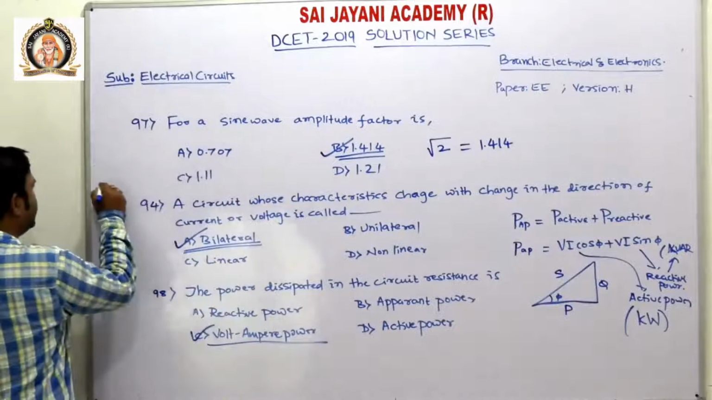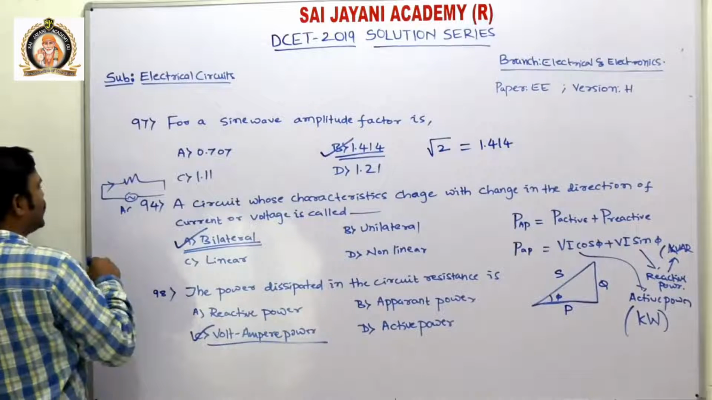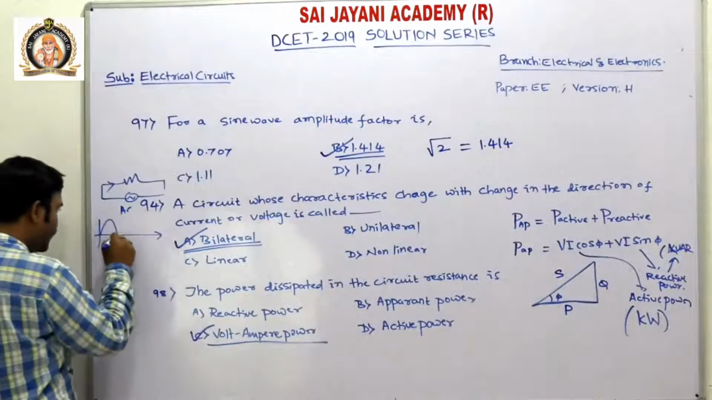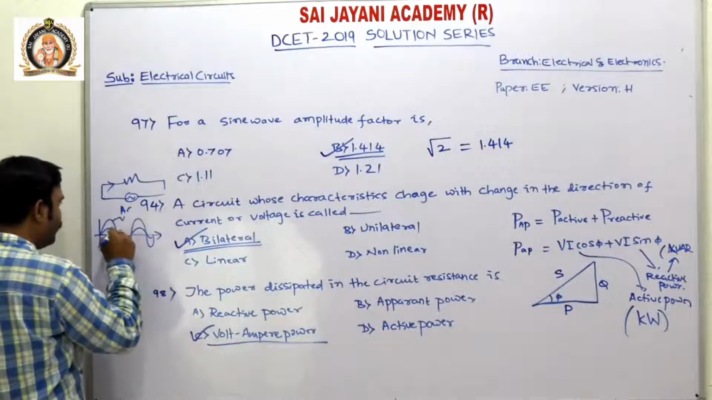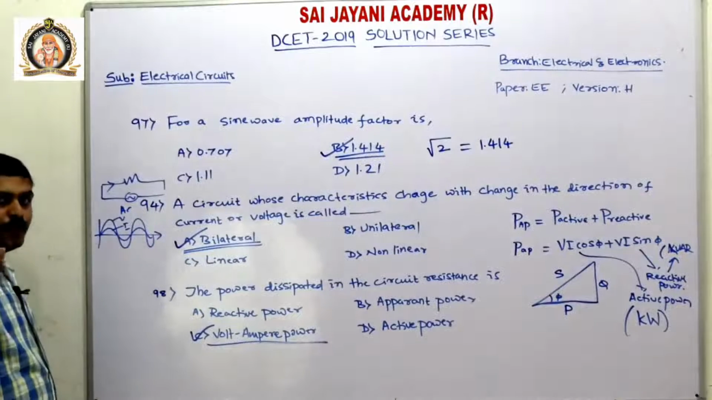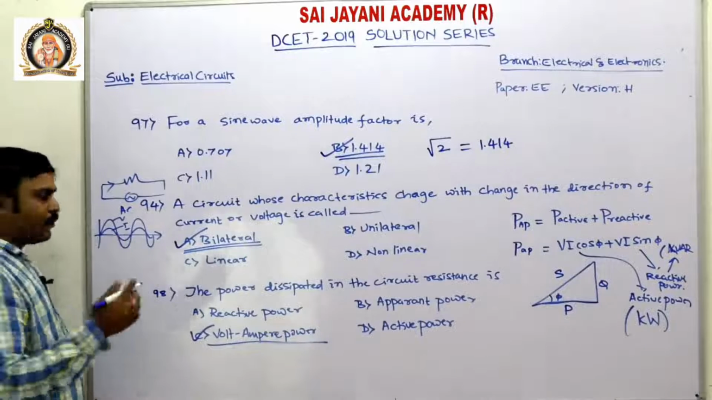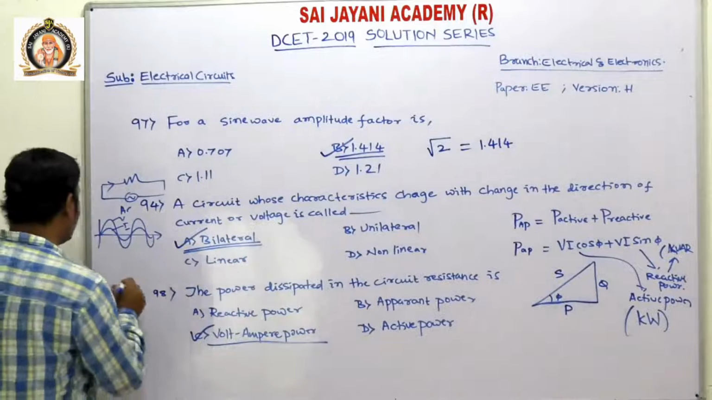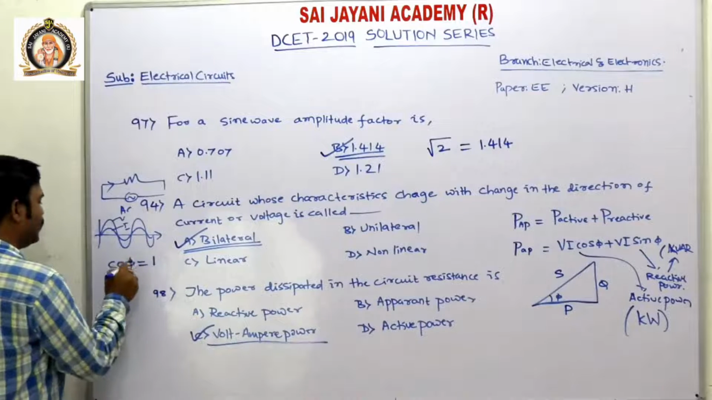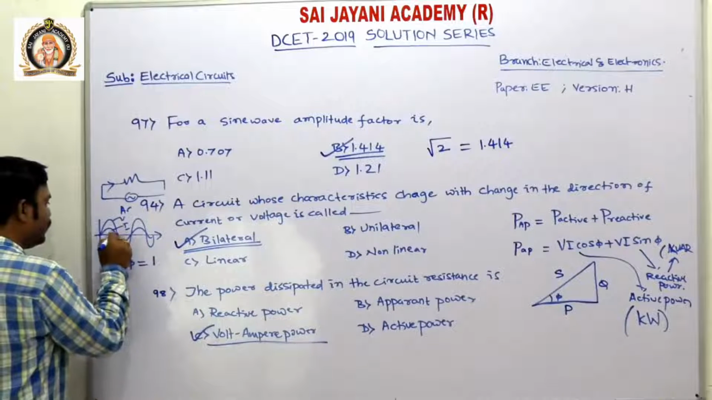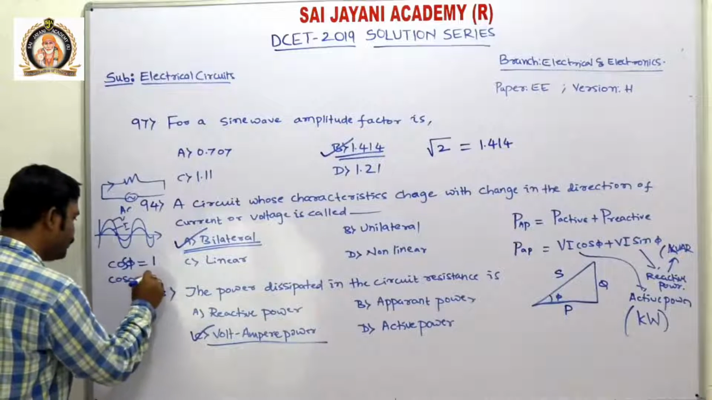Suppose this is the resistance and this is the source of AC, current flows here. The voltage and current will be in phase, so there will be no phase angle between the voltage and current. The power factor is unity, cos phi equals 1, because there will be no phase angle between voltage and current. So cos 0 is 1.